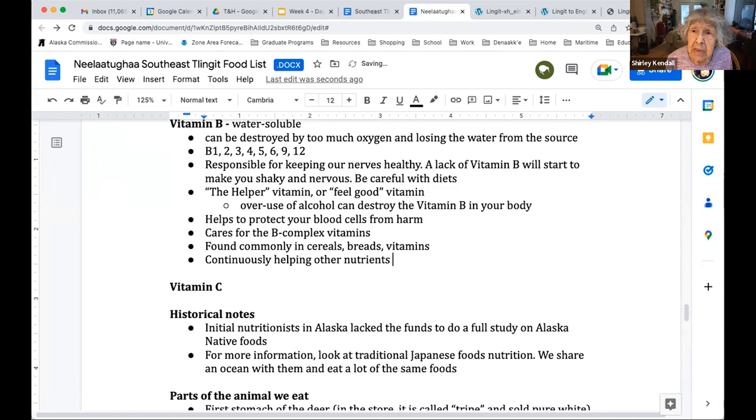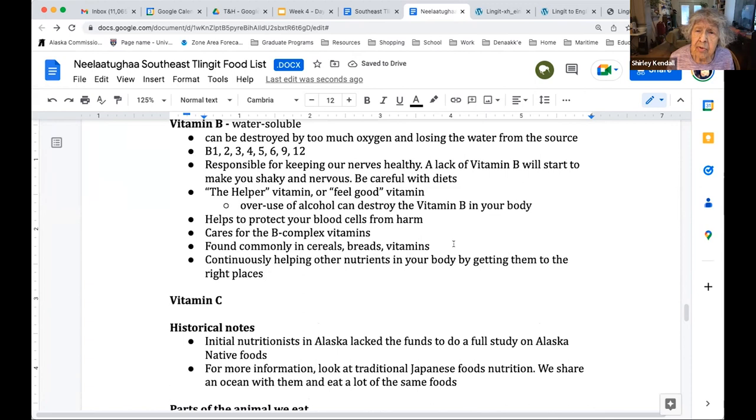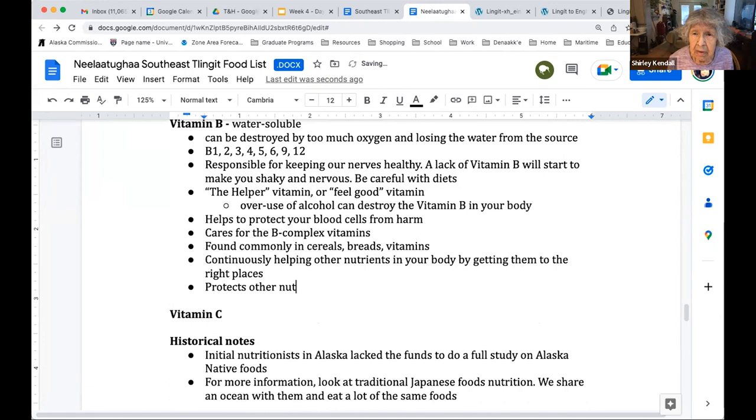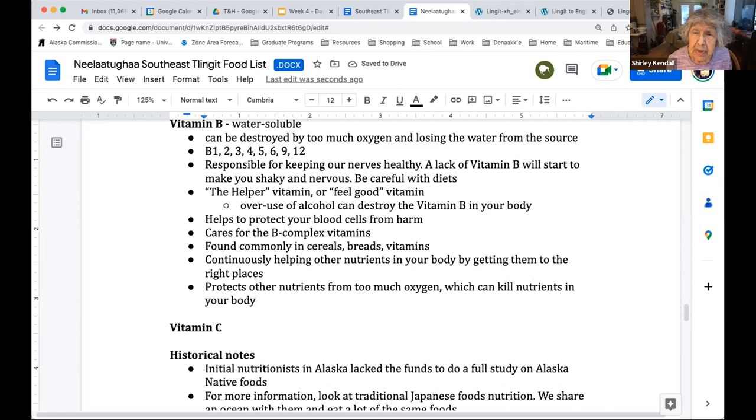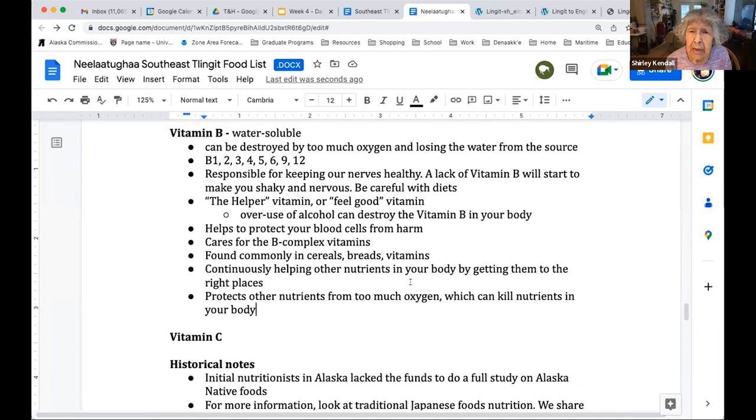It protects certain nutrients from having too much oxygen. Sometimes the oxygen can kill some of the nutrients that you need for your body. If you read up on the B vitamins, you will notice it says this vitamin helps, B2 helps, B3 helps, and they're helpers. They don't particularly do a lot of repair, but it does keep busy protecting you and making sure things are working right.